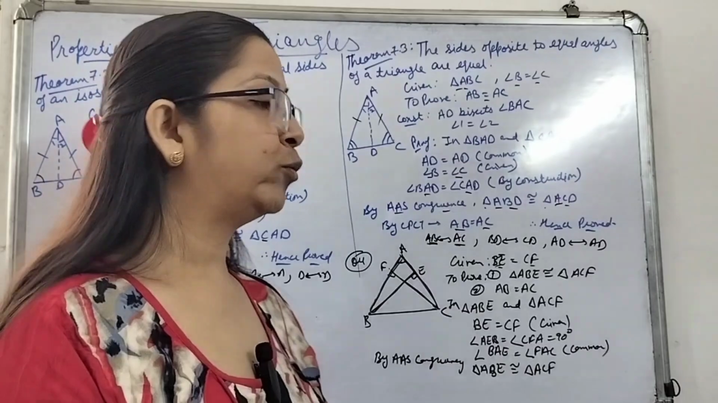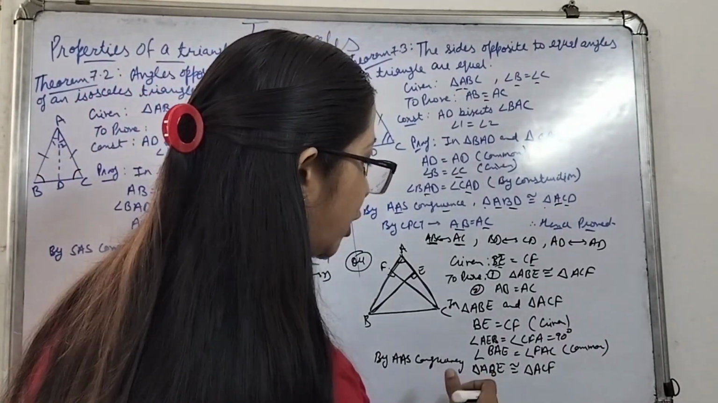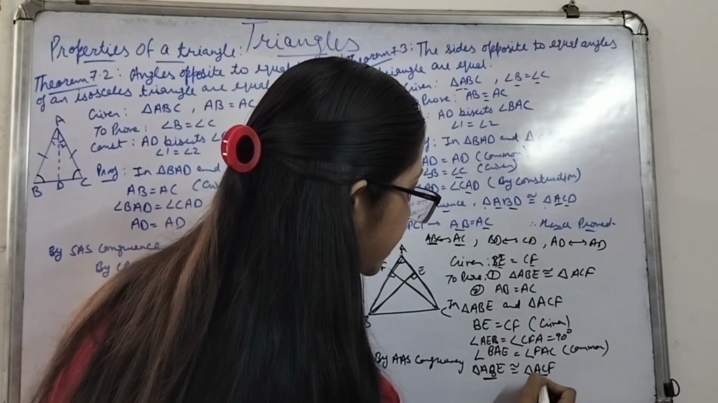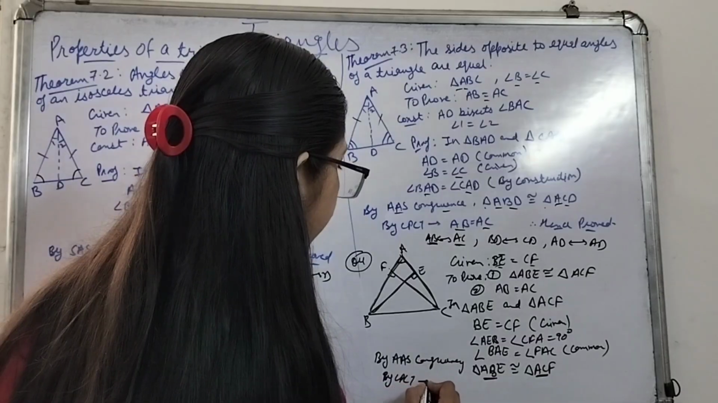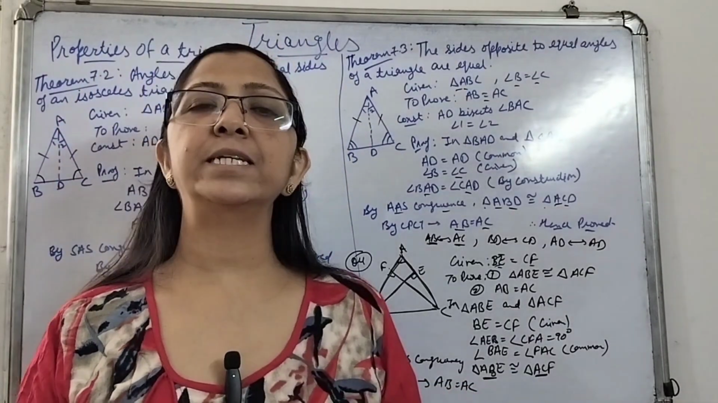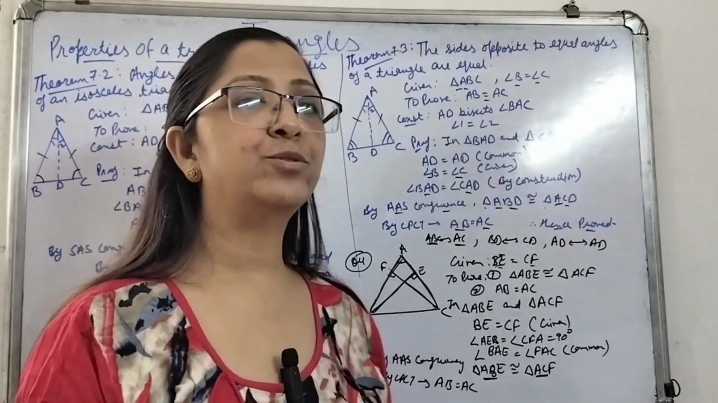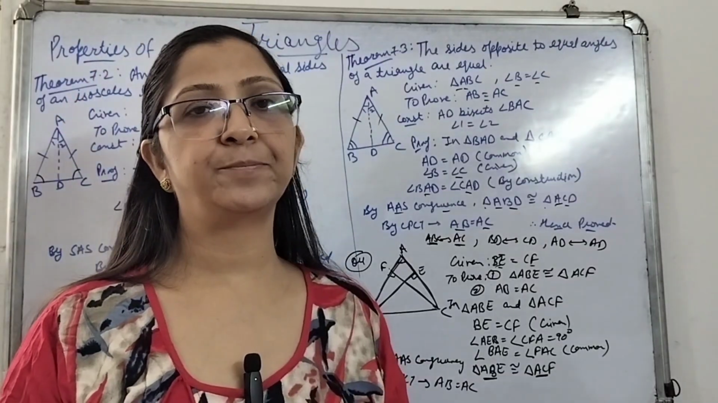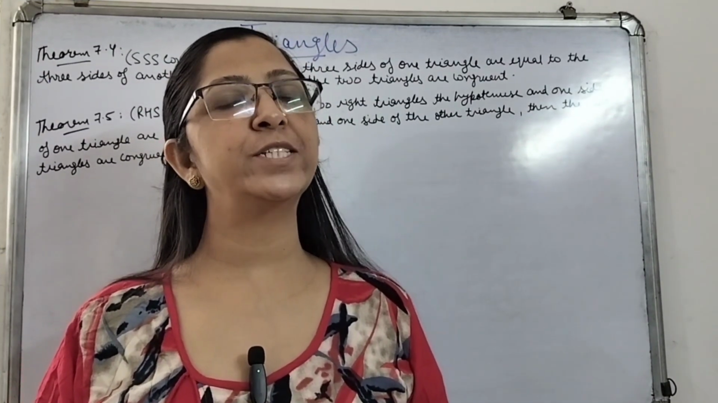Now once we have proved that the triangles are congruent, by CPCT what can we conclude? The corresponding parts will be equal, and the corresponding sides are AB and AC. So by CPCT, we can say that AB will be equal to AC. That means it will be an isosceles triangle. So this is how, by using any of the congruency rules, we can prove the questions. Now let's understand some more criteria of congruency of triangles.